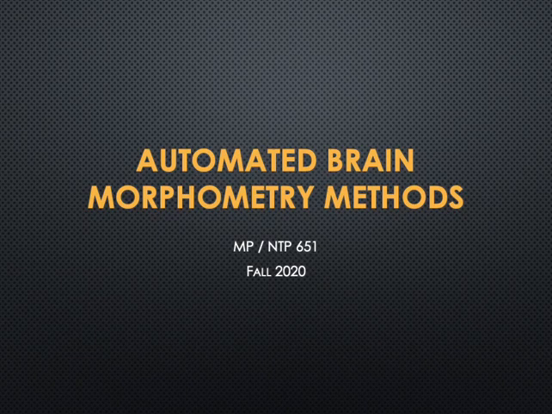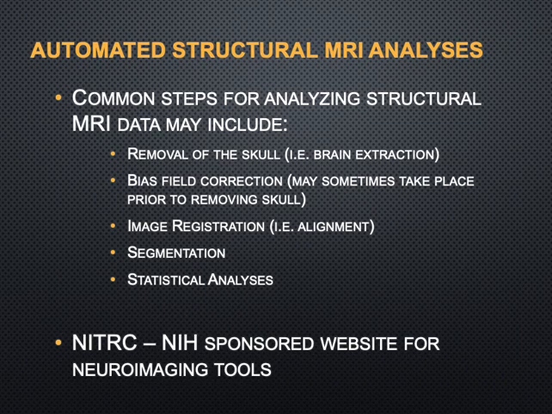This presentation will cover some of the strategies for automated brain morphometry analyses. As described in previous presentations, some of the common steps that are included with morphometric analyses as well as other types of neuroimaging research include skull removal, bias field correction, image registration, and segmentation. Another critical step, obviously, is the statistical analysis, which is dependent on the type of question that we're asking.